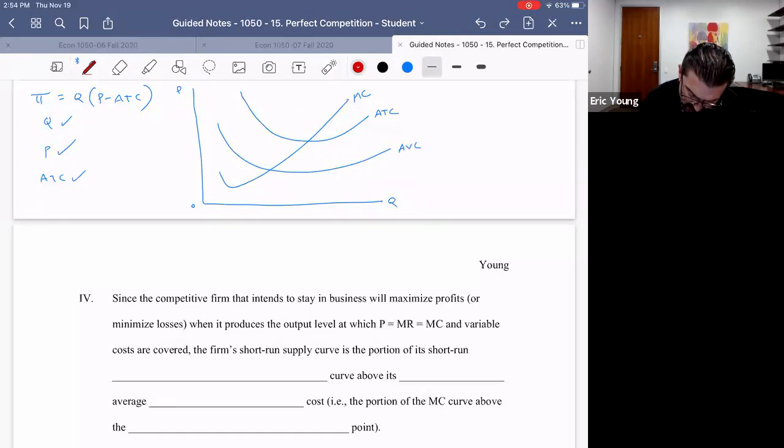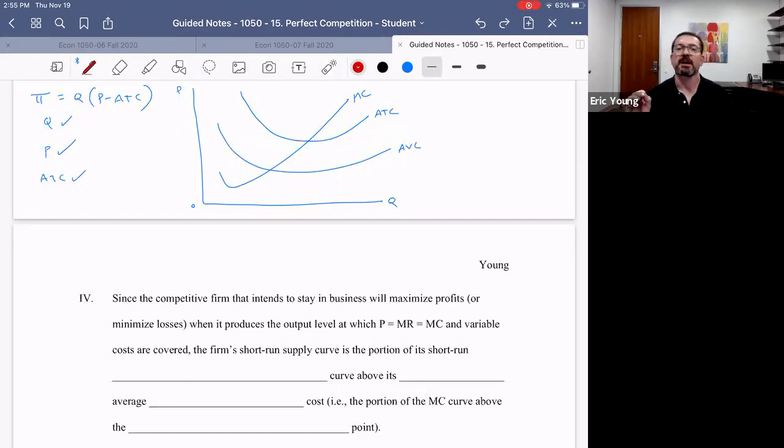We also had a situation that was right around here where price equaled ATC. Situation number two, price equals ATC. This was a break even. And this is still good because you're covering all of your economic costs, you're making normal profit. So situation two, break even, keep on producing.